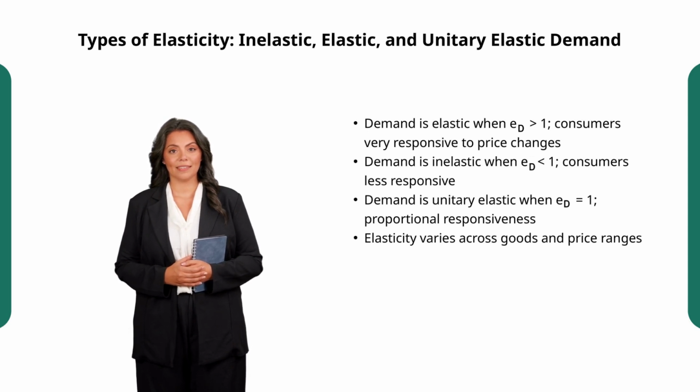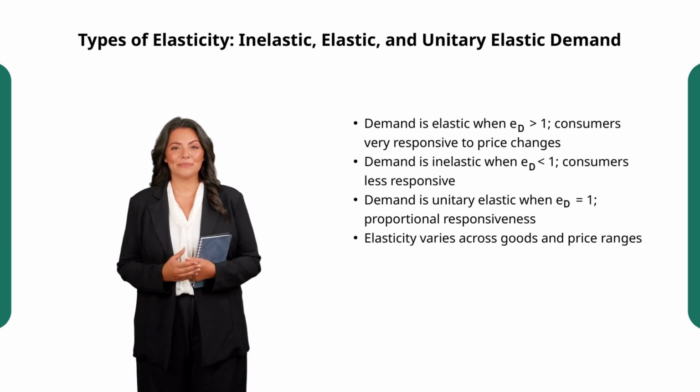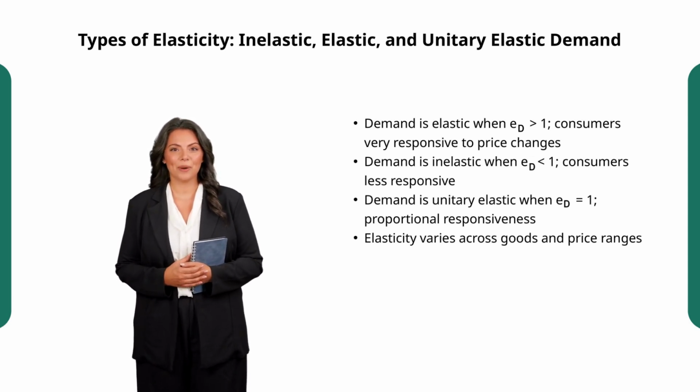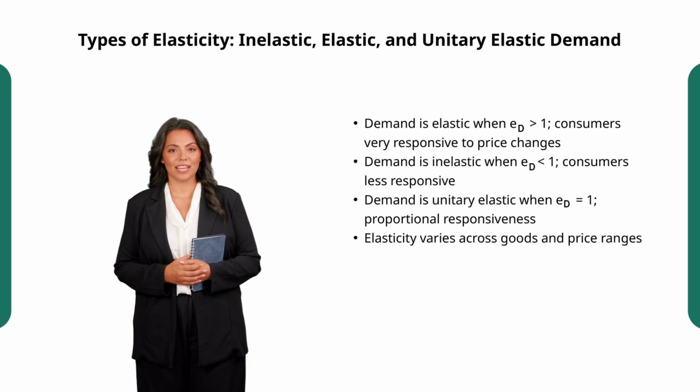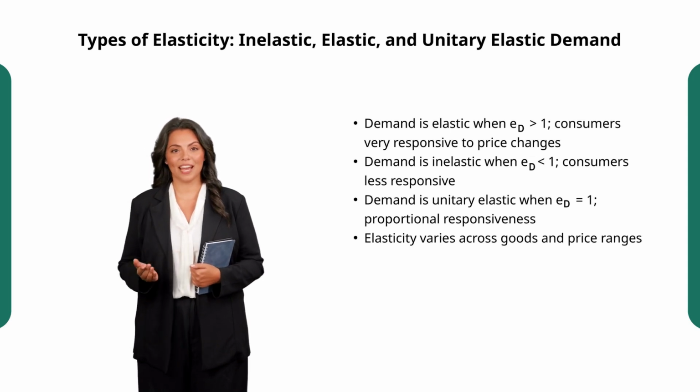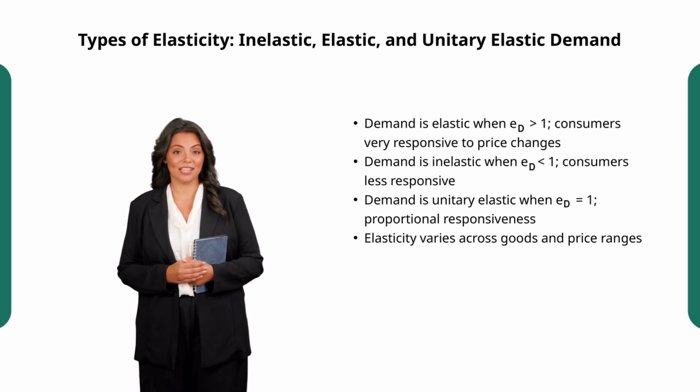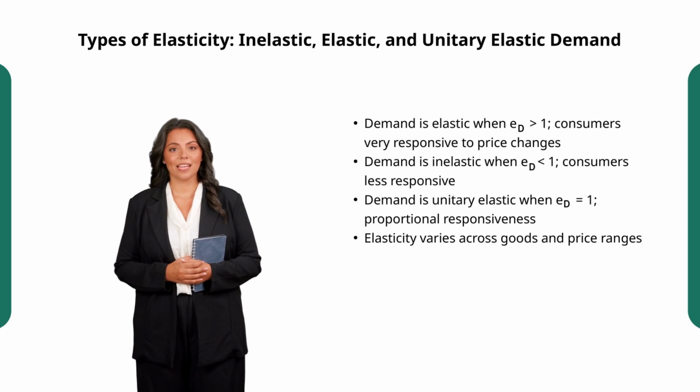On the other hand, if the elasticity is less than 1, demand is inelastic. Consumers don't change their buying habits drastically, even if prices fluctuate. Essential items like food staples and medicines often exhibit inelastic demand. When elasticity equals exactly 1, it's called unitary elastic demand. Here, the percentage change in quantity demanded is exactly the same as the percentage change in price.